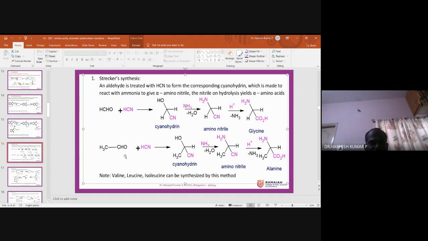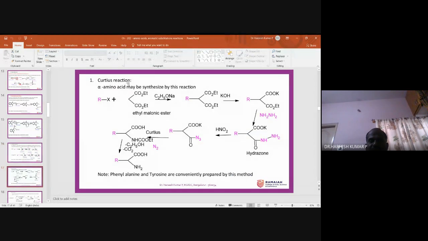So with this, I will go to the next slide. In the next slide, I will discuss one more method of synthesis of amino acid, that is the Curtius rearrangement. Curtius rearrangement reaction. I will tell you what the Curtius rearrangement means. It's a conversion of azide. Look here, this group is called azide. So this azide is converted into carbamate. This carbamate on hydrolysis gives amino acid.